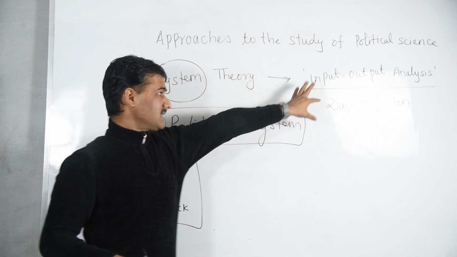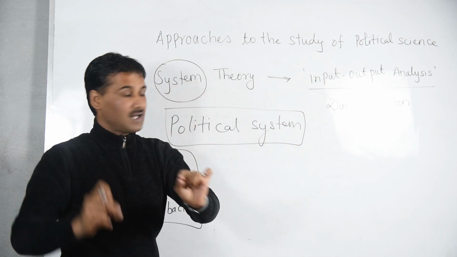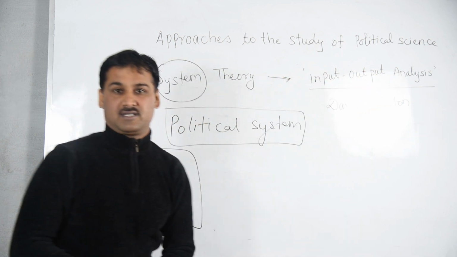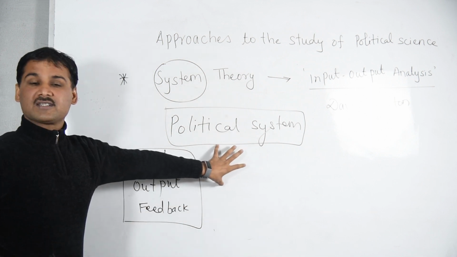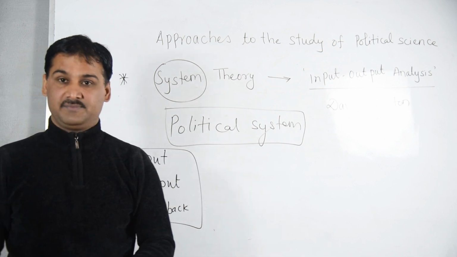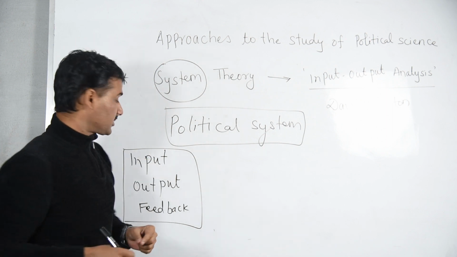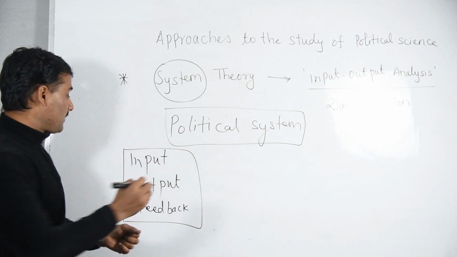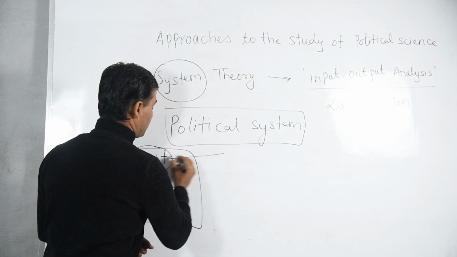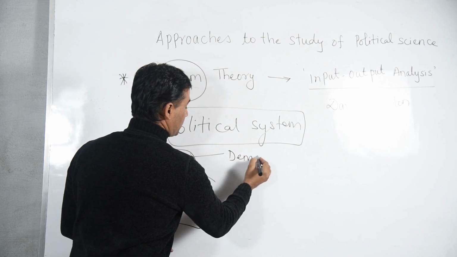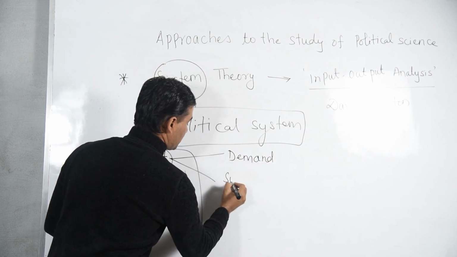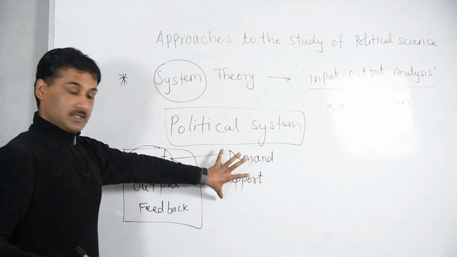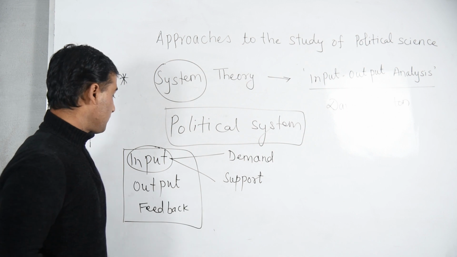input-output analysis. By the title, by the nomenclature itself, we can assume that here is input, here is output, and it's the analysis. So, how a political system functions is very important. In this introductory part, David Easton has categorized two options on the input side. They are demands and supports. We will discuss much about demand and support later.